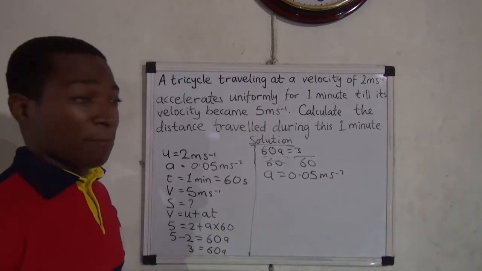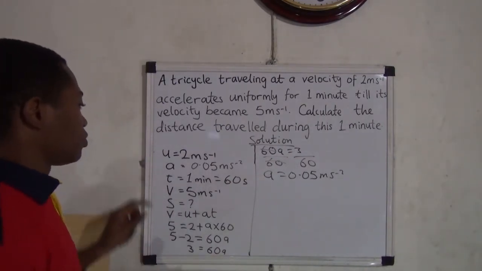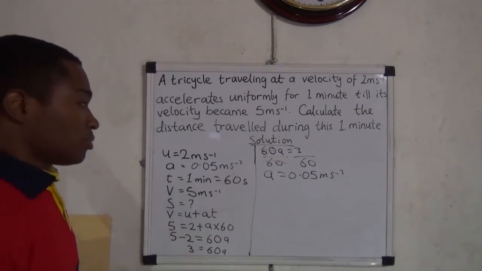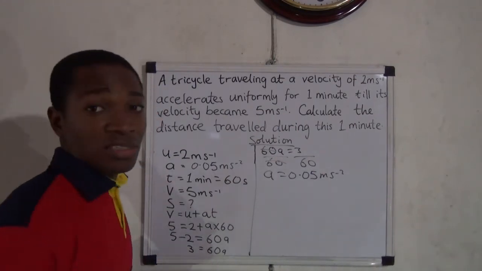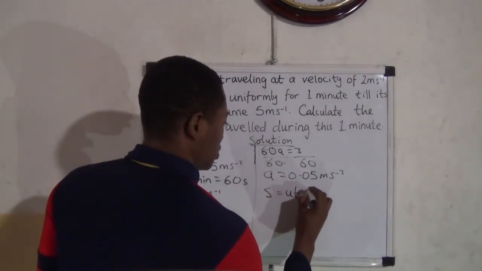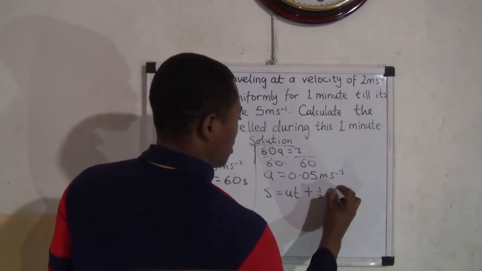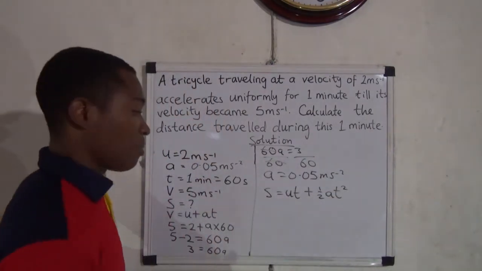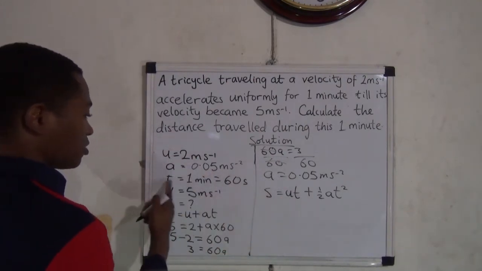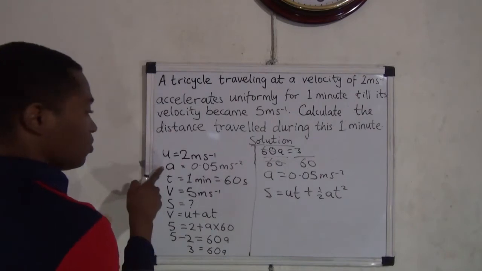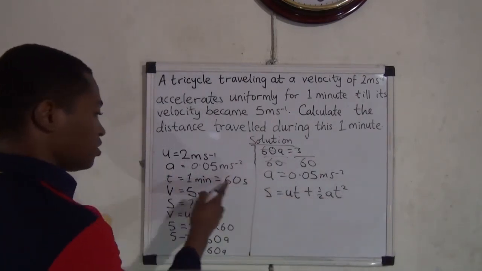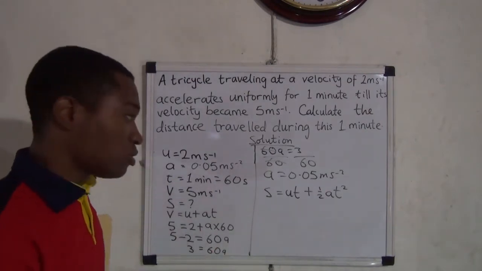So from here, we now have u, a, t, and v. So now we can select the second equation of rectilinear motion that says s is equal to ut plus half at squared. Why? Because we are looking for s. We have u, we have t, we have a. We now have our a as 0.05 meters per second square. Our t remains the same, 60 seconds. So we can substitute from here.